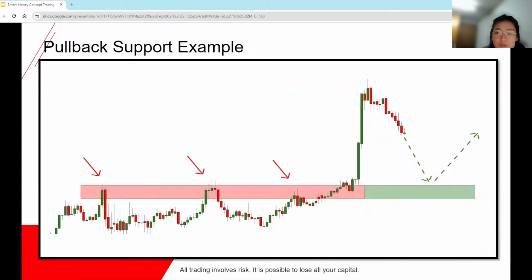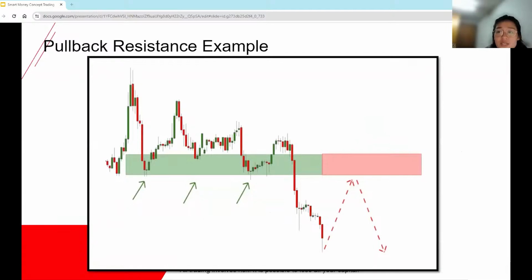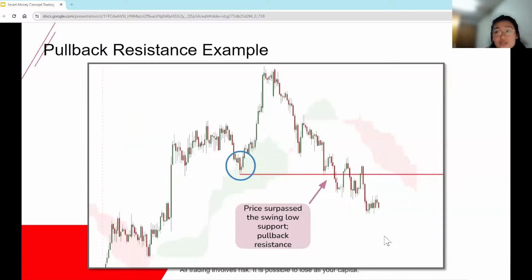Yeah, so here's an example. You can see at the red area, we have price testing this level 3 times with multiple swing highs in line with that level. Once price breaks out of the red area, it becomes a pullback support, and we expect price to pull back or retrace to this level from the dotted arrows. A pullback resistance would be when there are 3 swing lows or 1 swing low even, and price breaks below that support level. Once it breaks below the support level, it then becomes a resistance because we're expecting price to retrace off that level.